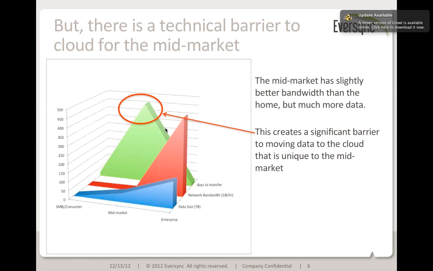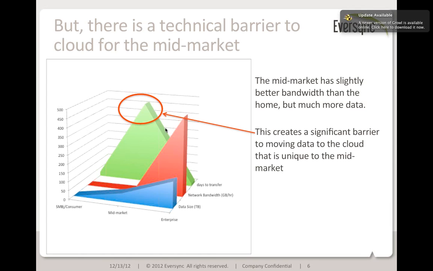So what really matters is how long would it take you to transfer the data you actually have to back up over the network that you have available. For a home consumer, it's not so bad. Their requirements aren't that high, and although it could take up to 30 days to transfer the data, it's usually not an issue. In the enterprise, again, because of high bandwidth, it doesn't take a long time to transfer data.